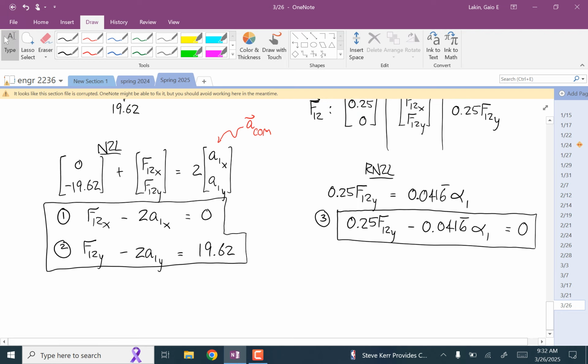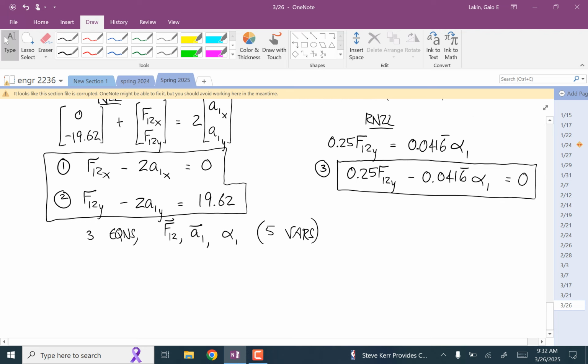Well, where are we for equations and variables? We have 3 equations. For variables, we have F12, A1, and the single scalar alpha 1. So that is 1, 2, 3, 4, 5 variables. Each one of those vectors is two variables, an x and a y component. So we can't solve for anything yet.